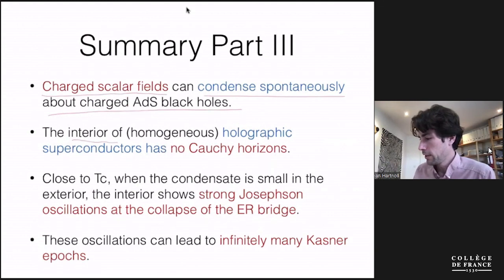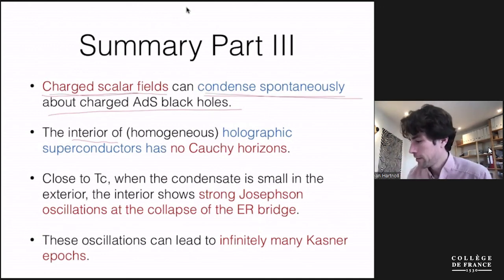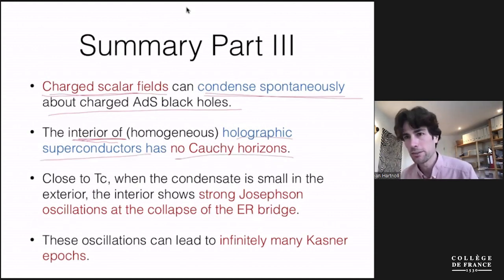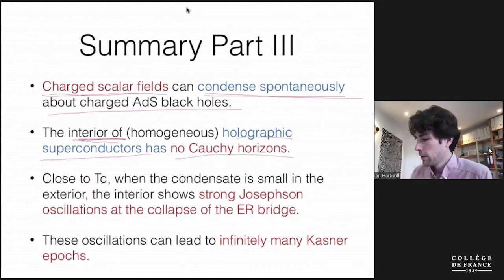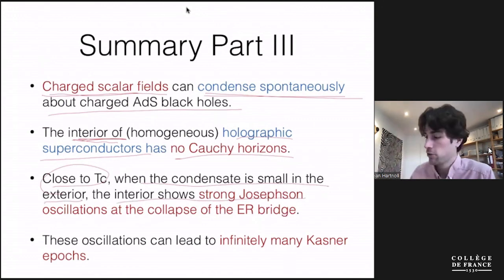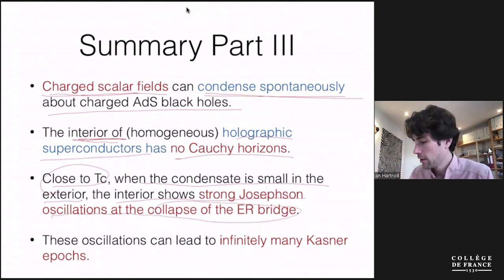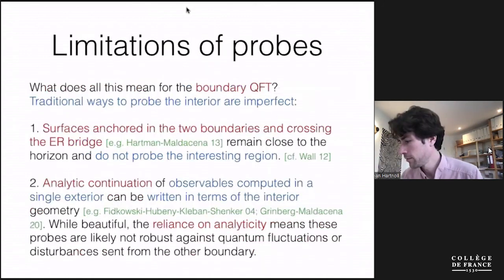Okay, where am I? Right. So charged scalar fields can condense spontaneously, and the inside of these holographic superconductors does not have a Cauchy horizon, that we can prove. And close to Tc, when the condensate is small outside, the interior has these very strong Josephson oscillations at the collapse of the Einstein-Rosen bridge. And these can lead to infinitely many Kasner epochs in the interior.